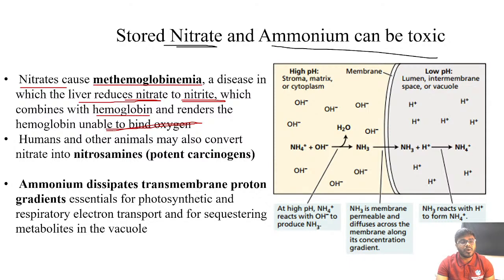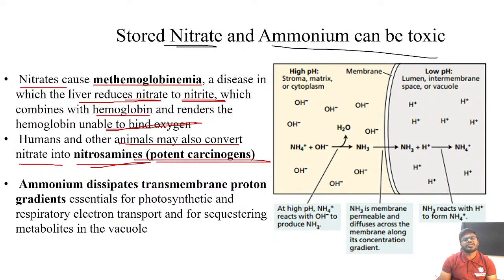Without oxygen transport, how will anything else occur? It never occurs. And most important, friends, in humans and other animals, it may also convert nitrate into nitrosamines. Friends, you know, right? Nitrosamines, here I have written the words potent carcinogen. What exactly do the words potent carcinogen explain? Everyone pay attention. Potent carcinogen means that even at lower doses it has great carcinogenic activity. Carcinogenic activity means it will cause cancer.